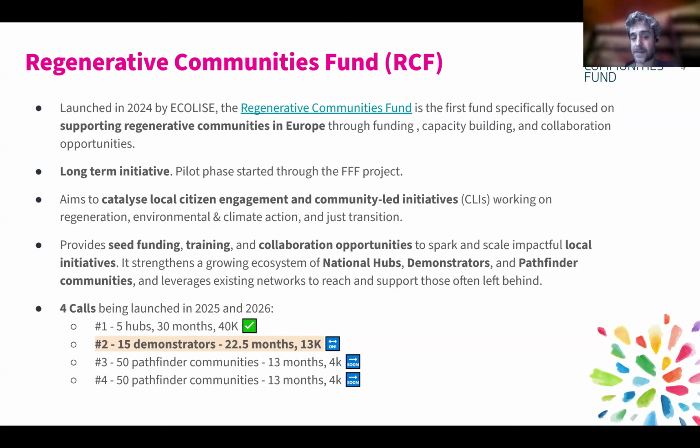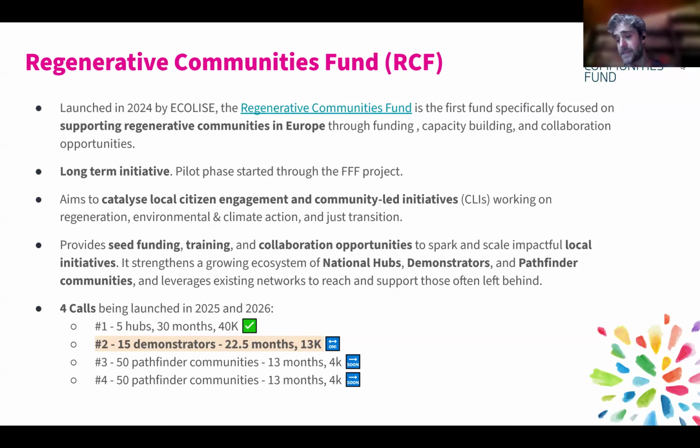We are developing an ecosystem of national hubs, demonstrators, and pathfinder communities, all of them in different countries. The national hubs support at national level and coordinate different types of efforts. They are a key part in this whole call for demonstrators. The demonstrators, as we will look into in more detail, and I'm sure you have read about that already, are place-based community-led initiatives with already a strong experience, and they can host events and participants.